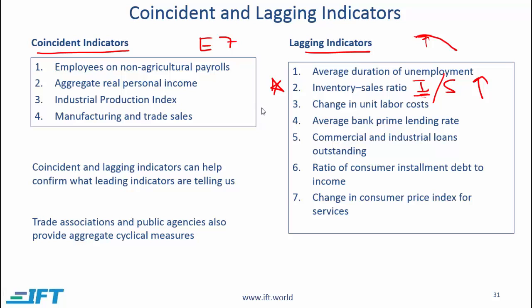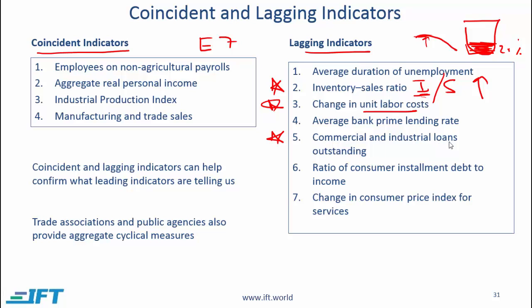Change in unit labor cost is also a lagging indicator. Remember, this is a measure of the labor cost associated with each item. So if this is the total cost of an item and this part is the labor cost, then we are saying here that roughly 20% of the overall cost here is labor cost. Businesses are slow at laying off people, and that is why a change in labor cost is a lagging indicator.